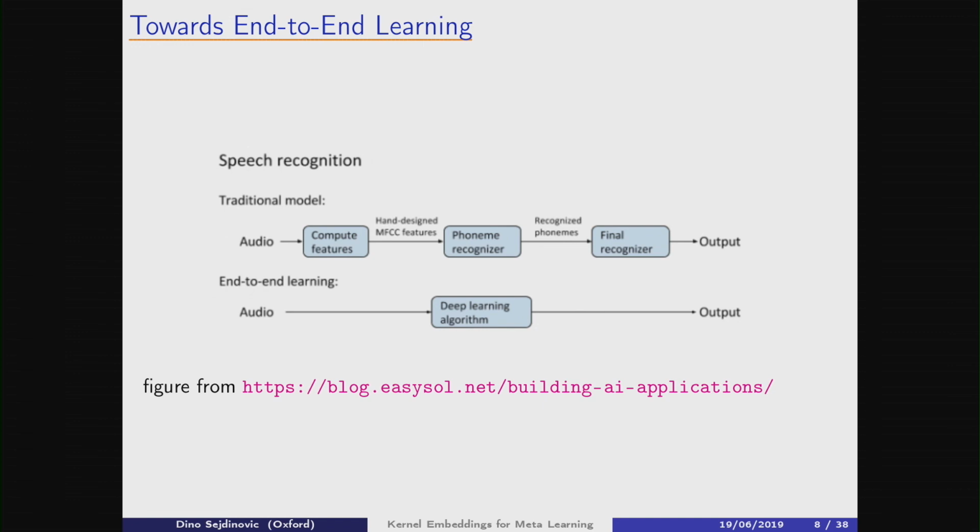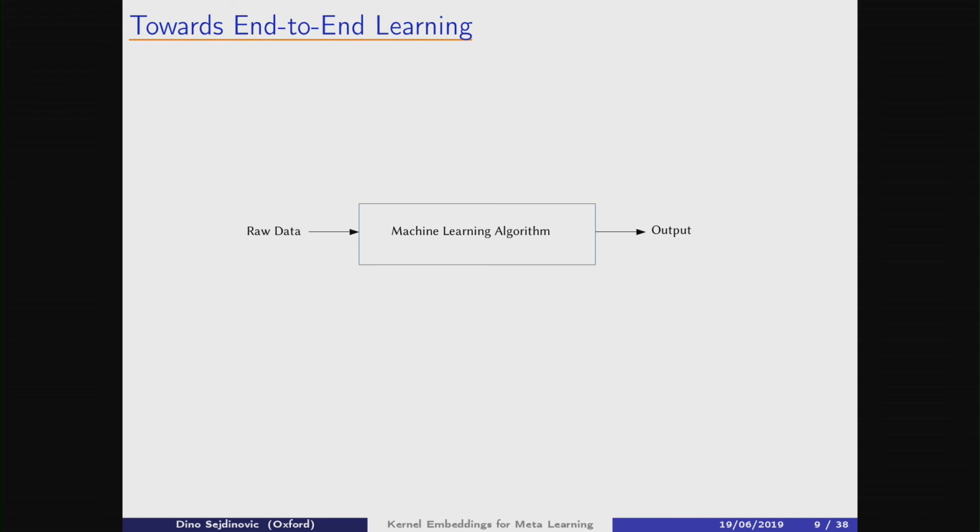So that's also one of the very compelling cases for deep learning, because deep learning is bringing us closer towards that goal. But we're not quite there yet. It is basically still a dream, right? So here's the picture that we wish to see. Machine learning algorithm in between, raw data in, output out. And that's really what's happening, right?